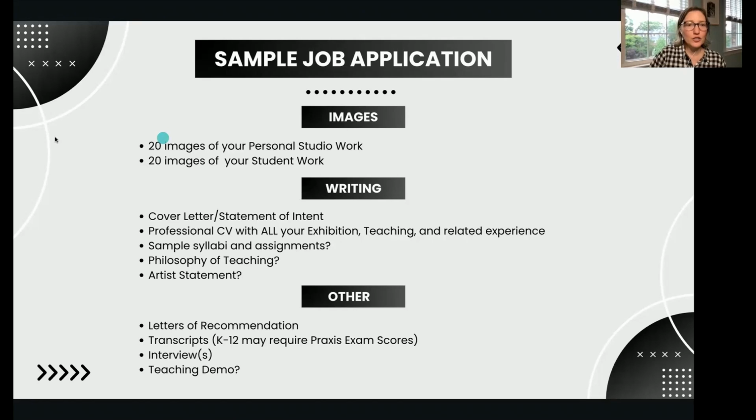All right, so you're going to need your images, 20 images of your personal work, because in addition to everything we've discussed, you are, as an artist, expected to be pursuing your own art and exhibitions and your own practice. So 20 images of your personal work, similar to the portfolio you would send out to a gallery or a solo exhibition that you were applying for, and 20 images of your student work. We already talked a little bit about that. Lots and lots of writing, a cover letter or statement of intent, your professional CV with all your exhibitions, teaching, and related experience. There's a difference between a CV and a resume.